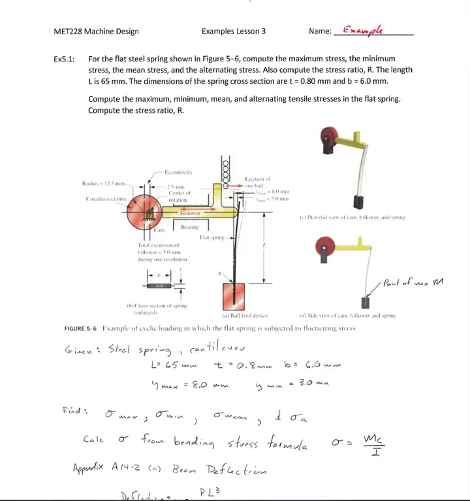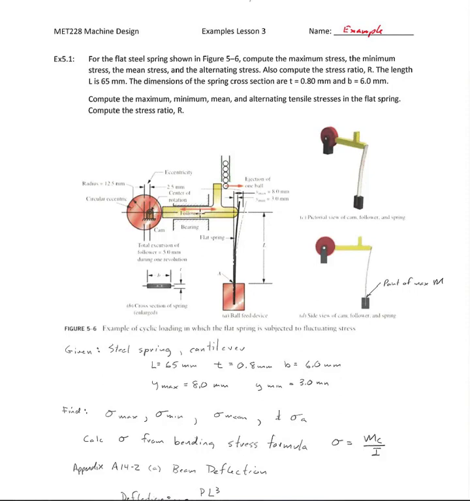Okay, so a little bit about the problem here. What we have is a flat spring. This little thin piece here, that's our flat spring. It's going to essentially be a beam, and that beam is loaded by this cam and cam follower. So what we have is a single ball ejection system.